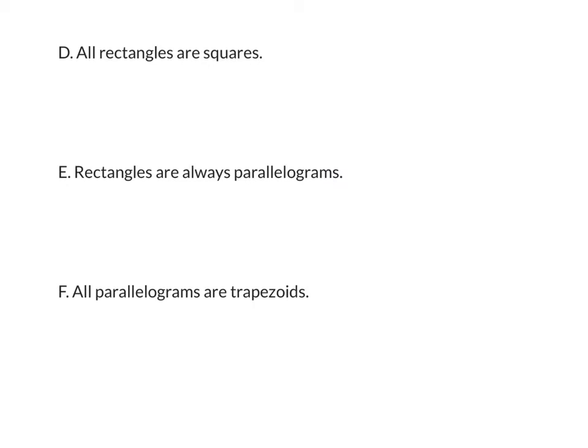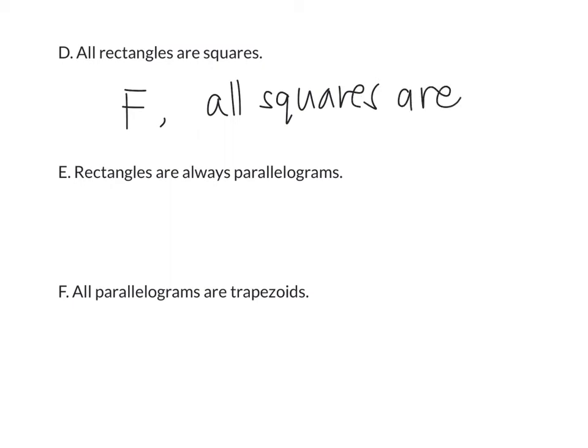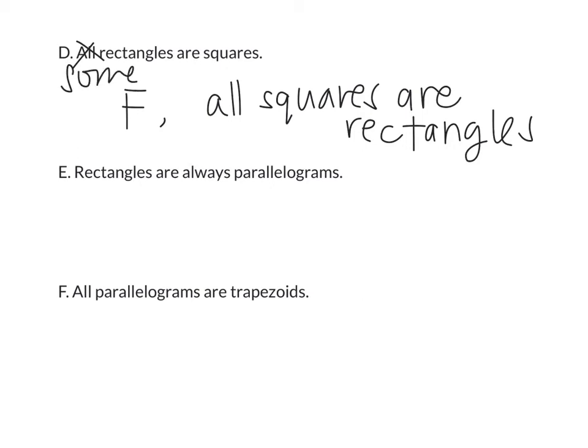Number D. All rectangles are squares. True or false? Joseph, how could I rewrite that sentence to make it true? Wait, no. Not some squares are rectangles. Are all squares rectangles? If you're a square, are you also in the rectangle circle? So we could say all squares are rectangles. Joseph, what's another way instead of saying that? Instead of saying all rectangles are squares or all squares are rectangles, what's another way that we could fix that sentence to make it more true? Some rectangles are squares. Do you guys get it?